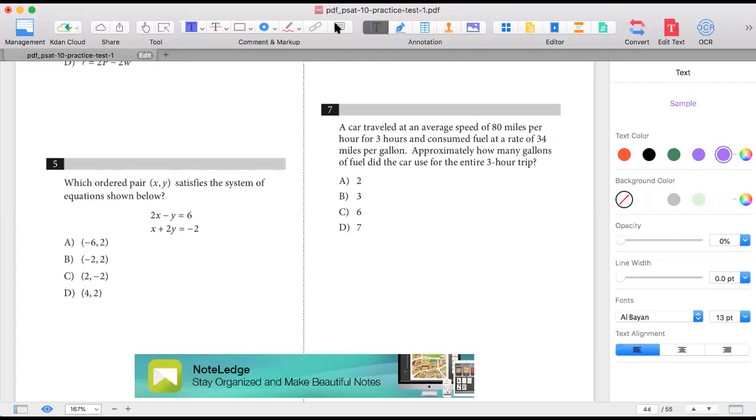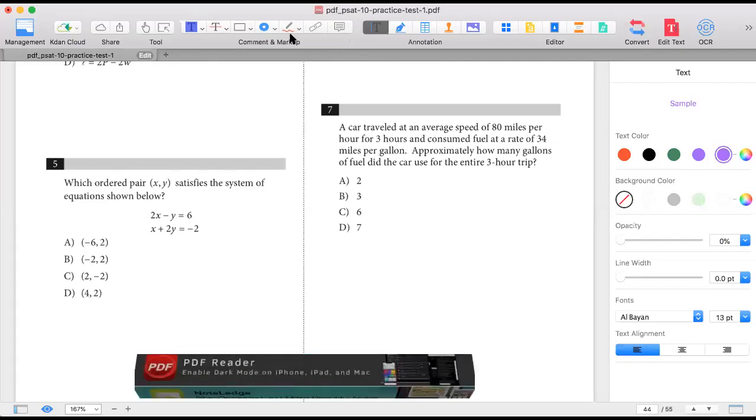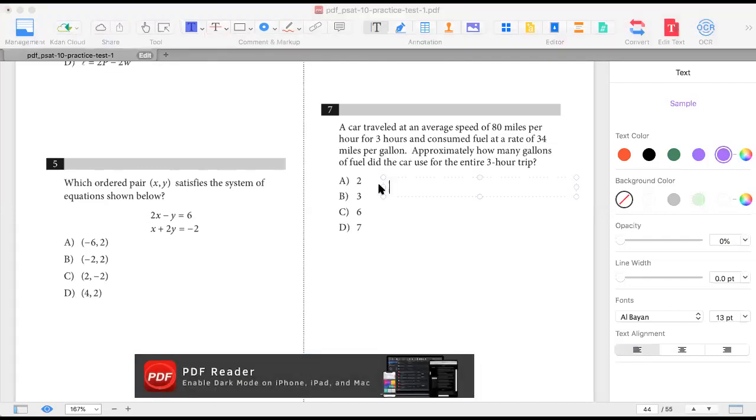Let me write it here. So since the speed is 80 and it traveled 3 hours, the distance the car traveled during 3 hours is 80 multiplied by 3. So it is 240 miles.